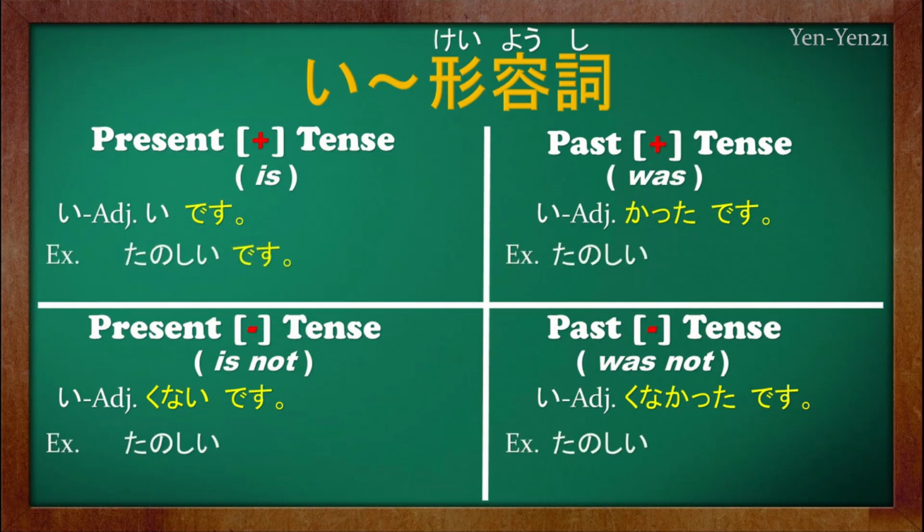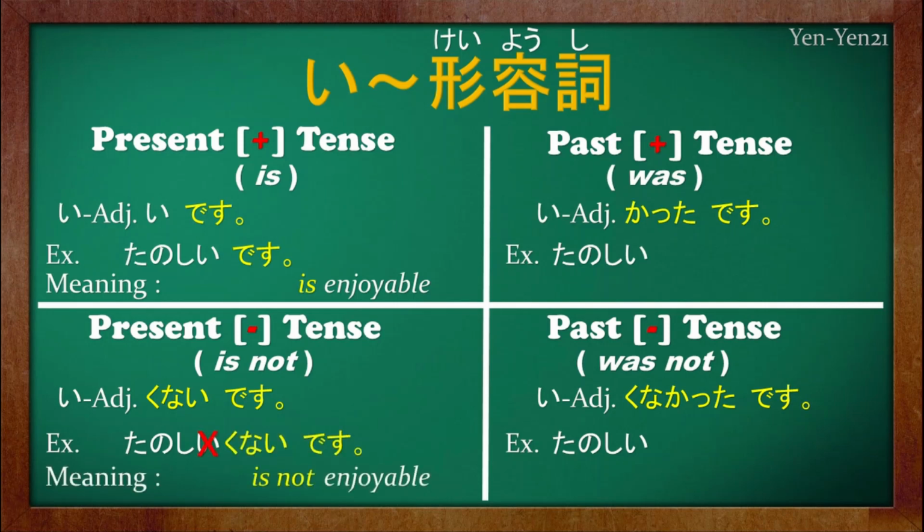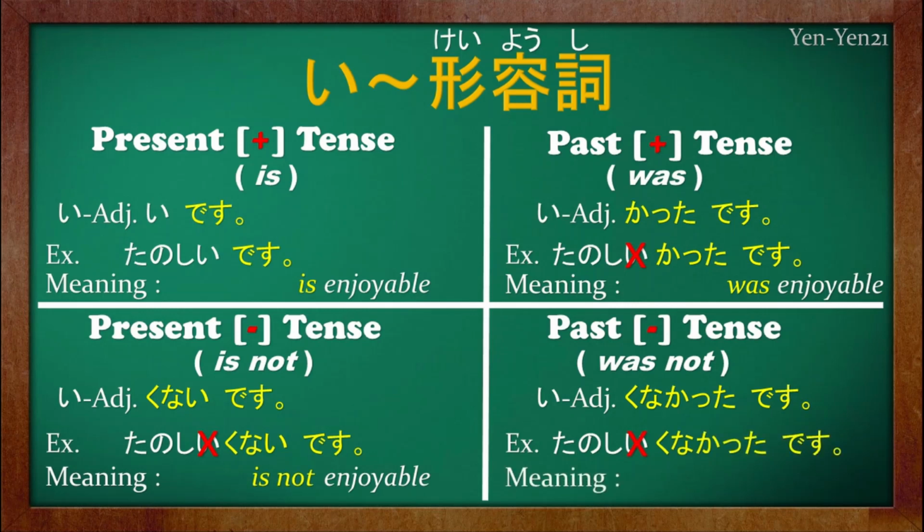楽しいです. That means, is enjoyable. 楽しくないです. That means, is not enjoyable. 楽しかったです. That means, was enjoyable. 楽しくなかったです. That means, was not enjoyable.